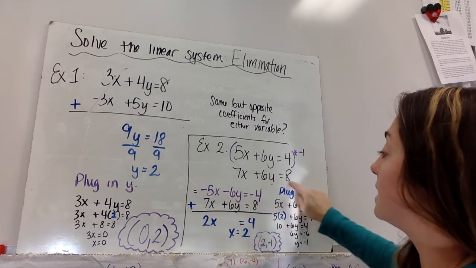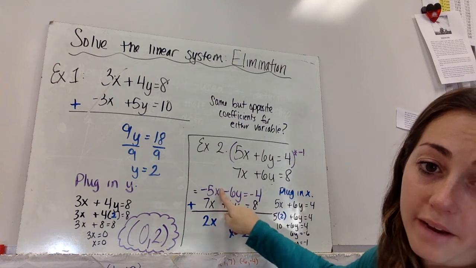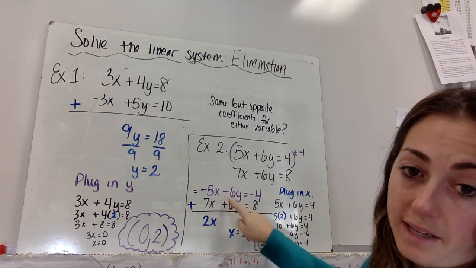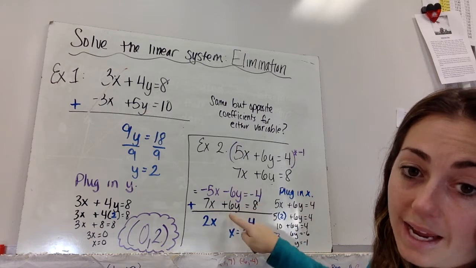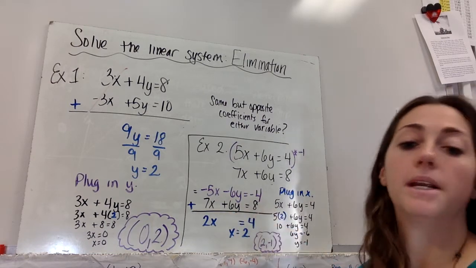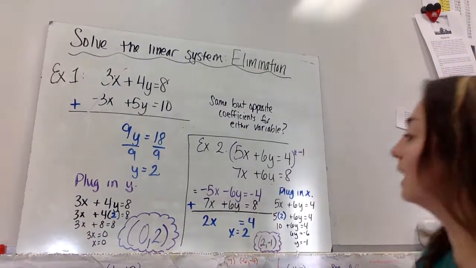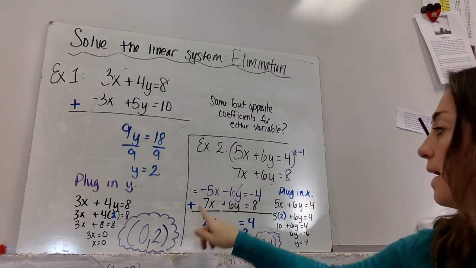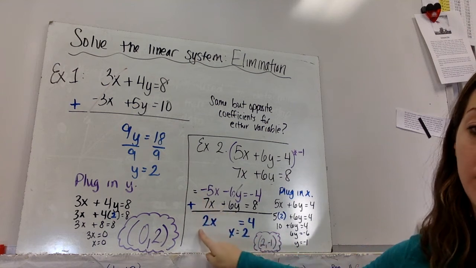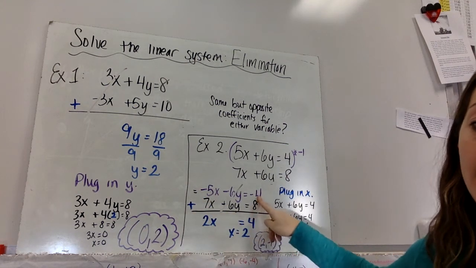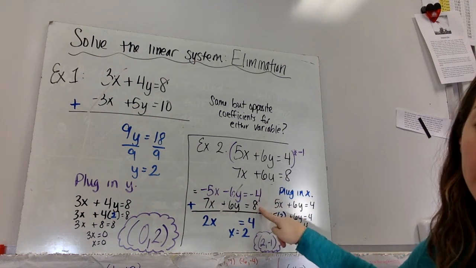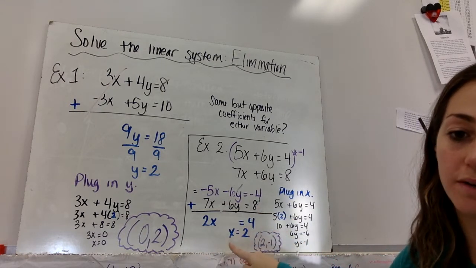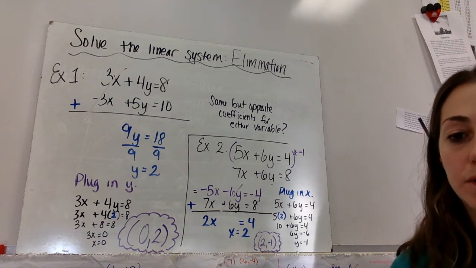Then I line up my second equation below it, and I have negative 5x plus 7x. I have a negative 6y plus 6y. Hey, they're the same but opposite. And I've got my numbers here, so I can add. I'm ready to eliminate. So I'm eliminating my y coordinates, and I'm working with my x only. Negative 5 plus 7 is 2x, and equals negative 4 plus 8 is positive 4. So I have 2x equals 4, divide by 2, and x equals 2.